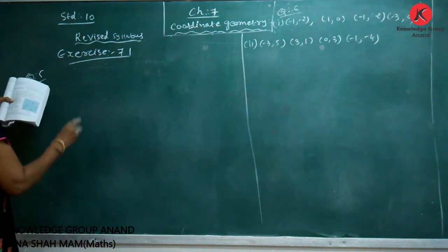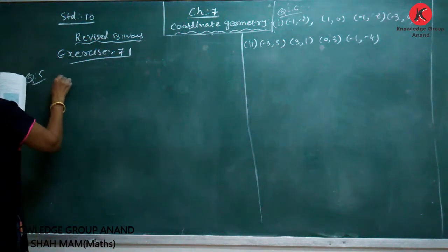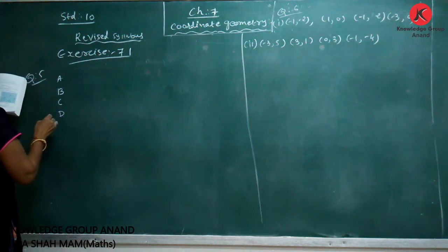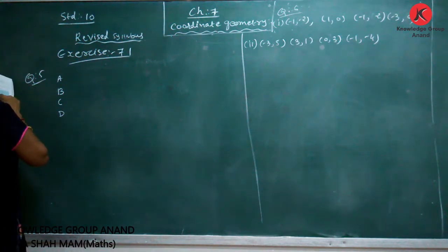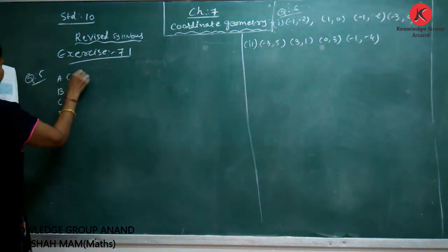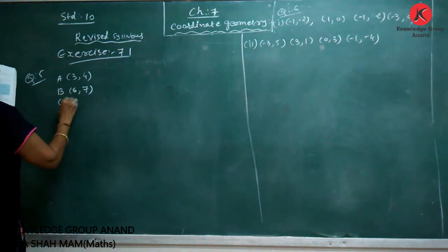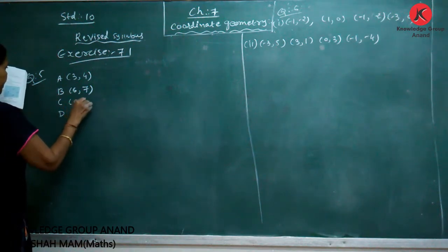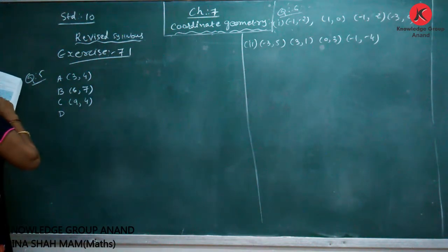Here in a classroom, 4 friends are seated at the points A, B, C and D. In this figure, point A is (3, 4), point B is (6, 7), point C is (9, 4), and point D is (6, 1).